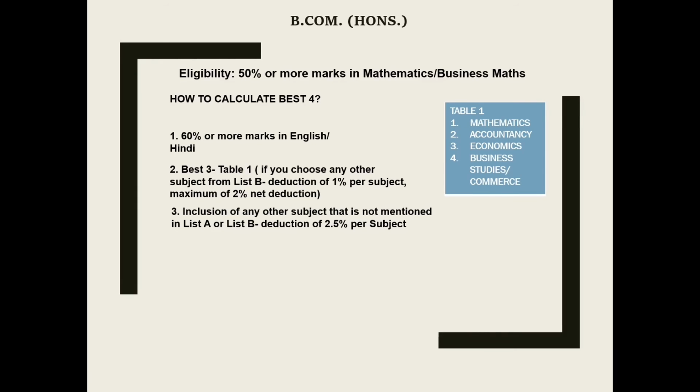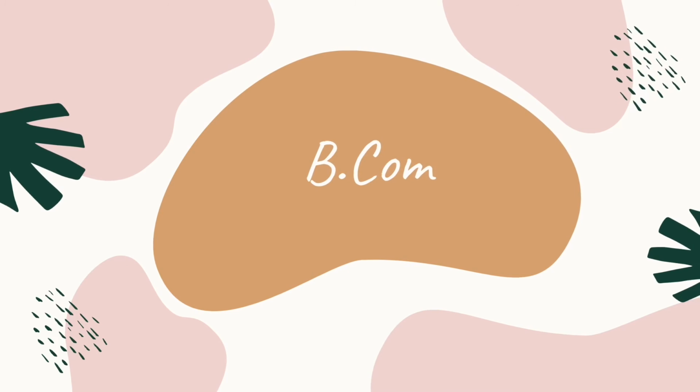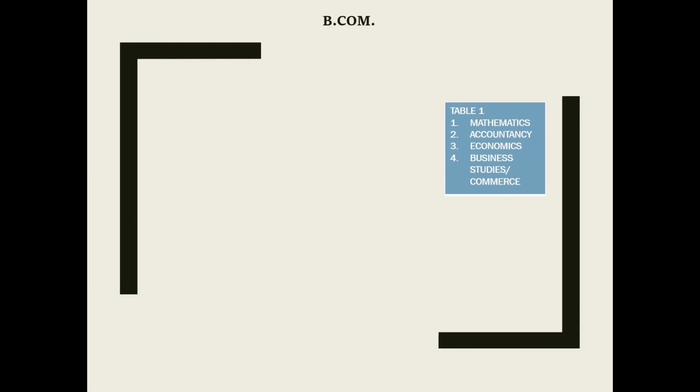Coming to the last course of our video, which is BCom. So for BCom, there's no eligibility criteria that you should have studied mathematics in class 12th, which means that you can pursue BCom from any College of Delhi University even if you haven't studied mathematics in class 12th. Now how will you calculate your best of 4?